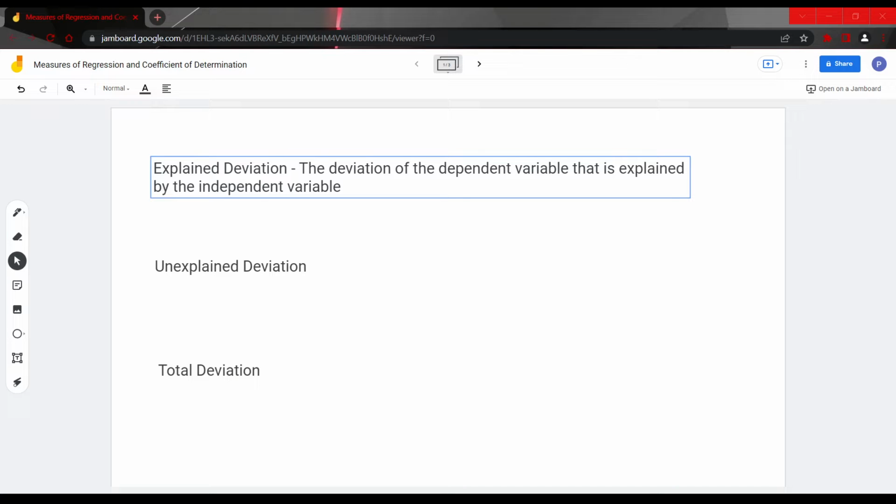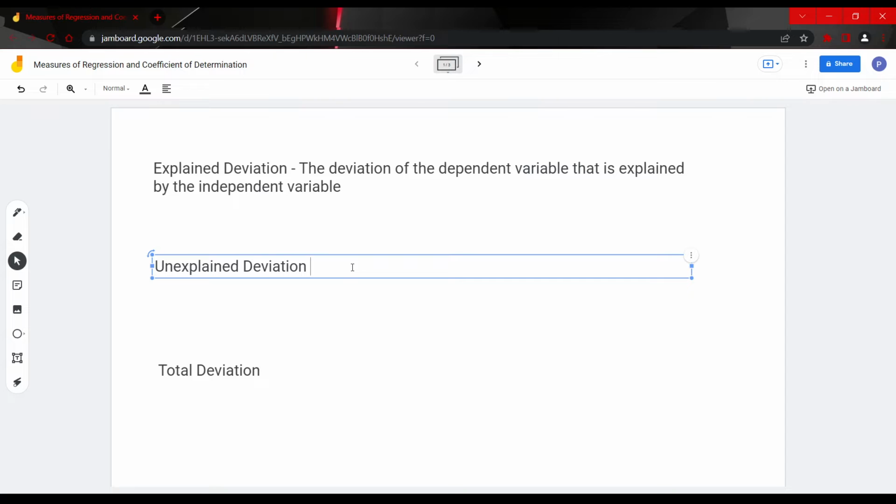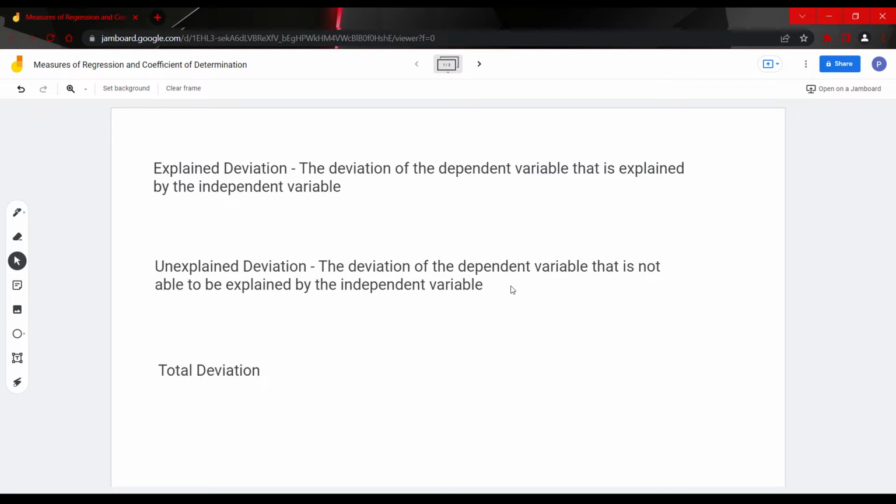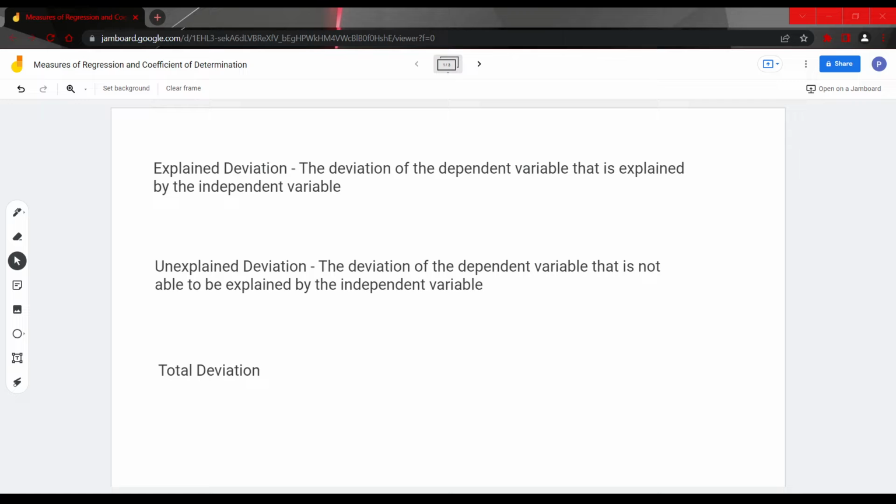And so the next part, the unexplained deviation, is the opposite of that. It is the deviation of the dependent variable that is not able to be explained by the independent variable. So this is the deviation that might come from other factors, such as, in the case of age and blood pressure, maybe it's the diet, maybe it's other medical conditions, maybe it's just how early you woke up that day. These are things that are affecting blood pressure that is not the independent variable we identified, which is age.